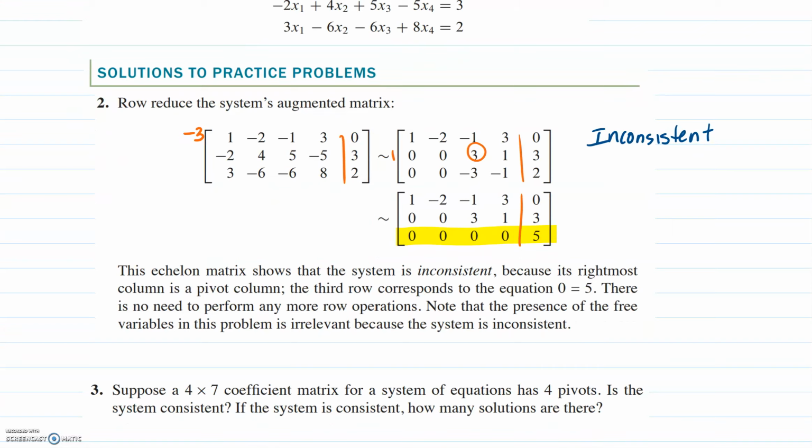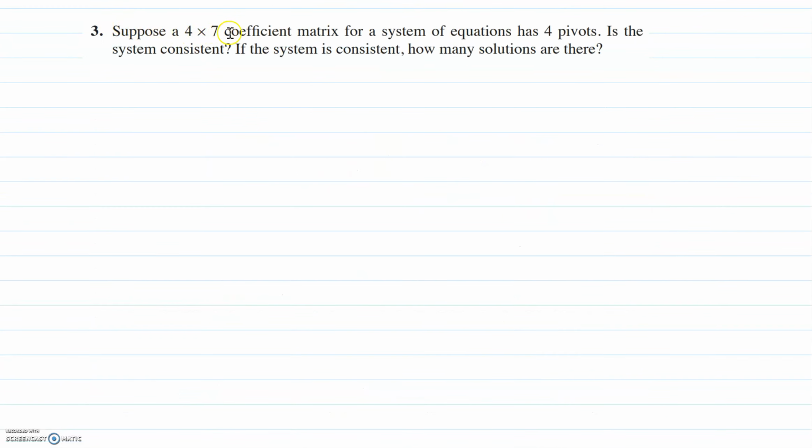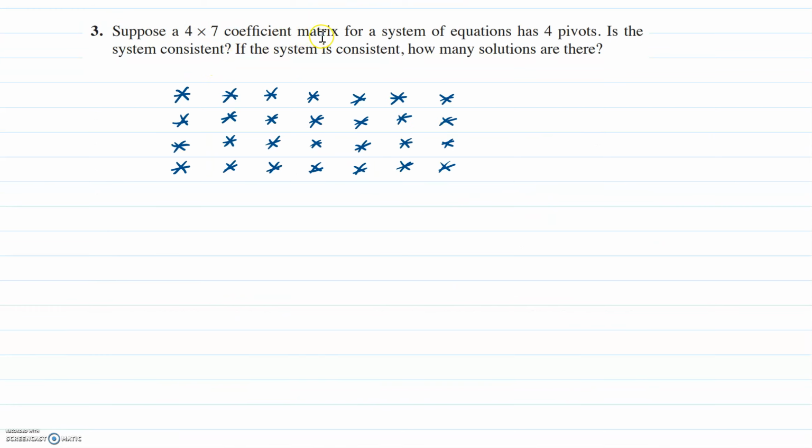Let's try one more. Suppose you have a 4 by 7 coefficient matrix. What does that mean? It means you have a matrix with 4 rows and 7 columns, and it says coefficient. So it's only the coefficients. There is an 8th column here for the answers. If this would have said an augmented matrix, then I would have not had that line. The line would have been here.